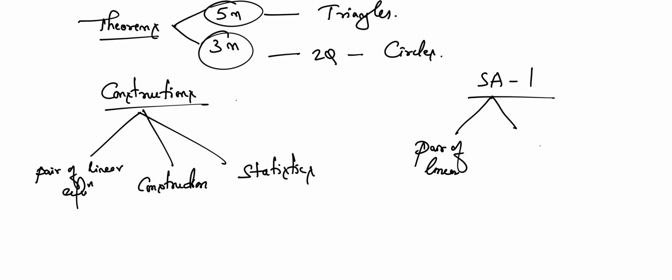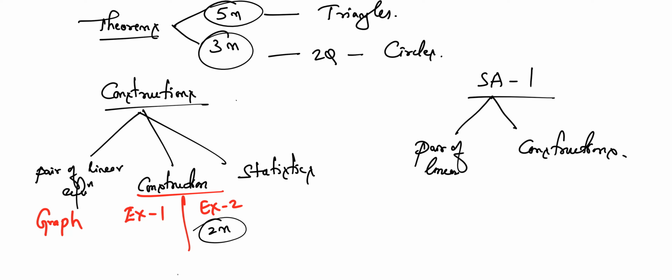We have constructions. Now let me brief it. In pair of linear equations we have graph. In the construction chapter we have first exercise, remember, exercise 1, and next is exercise 2. From exercise 2, remember children, you will get 2 mark questions. From exercise 1 you may get a 3 mark question. Understood?